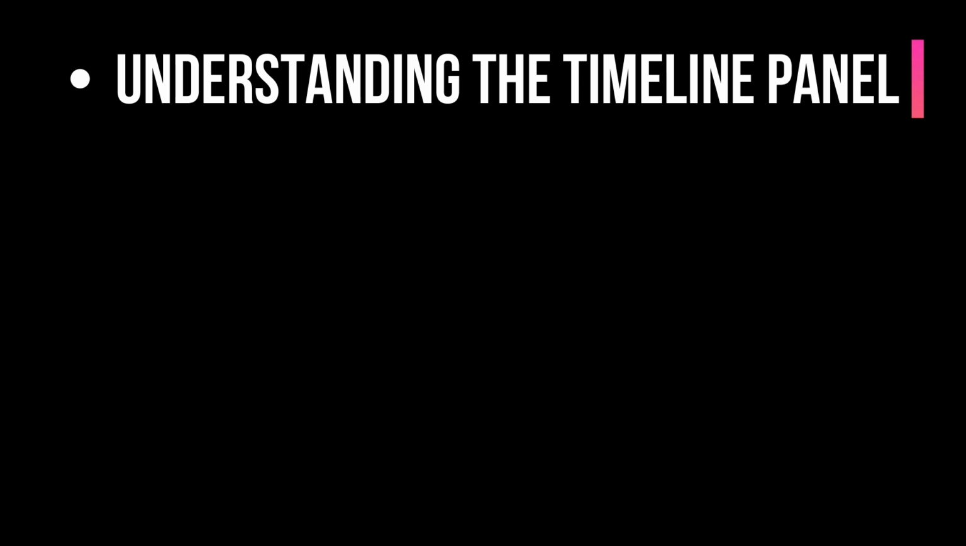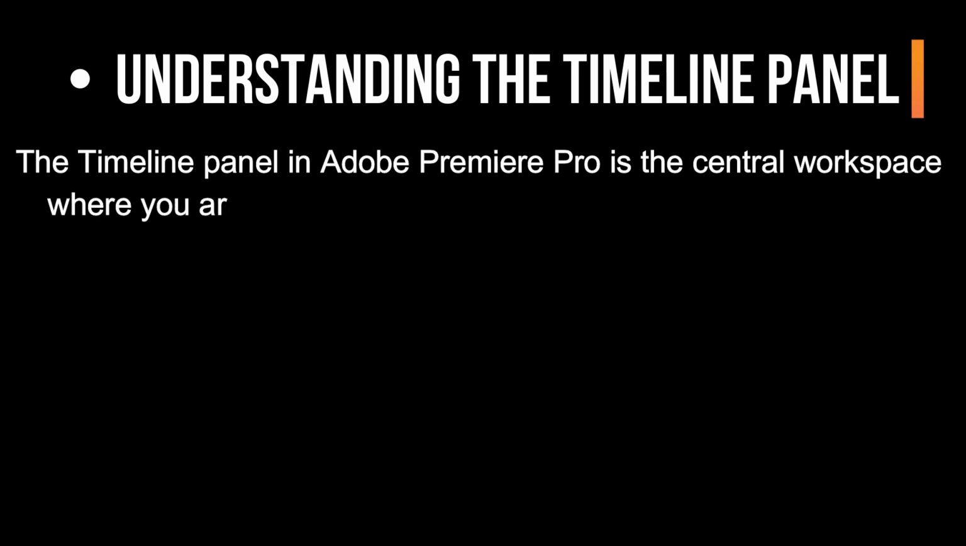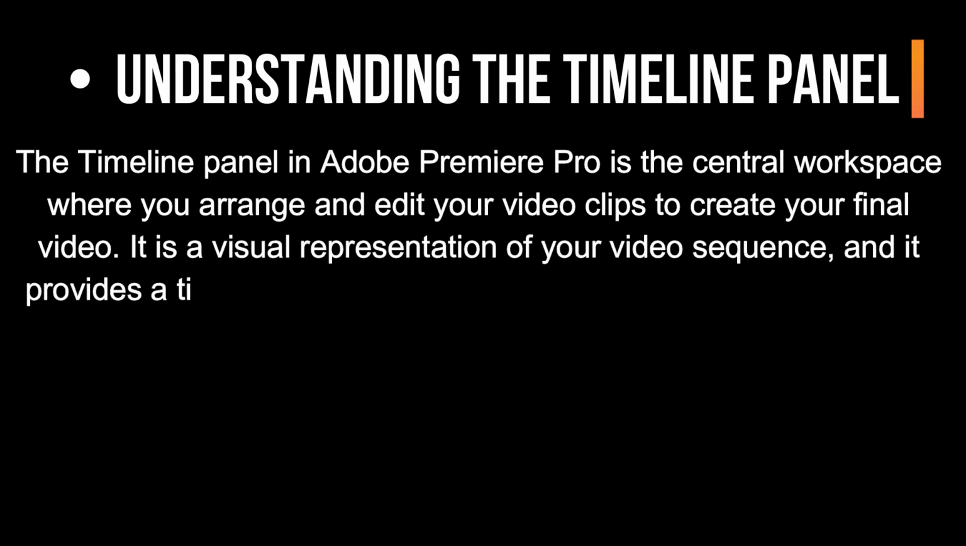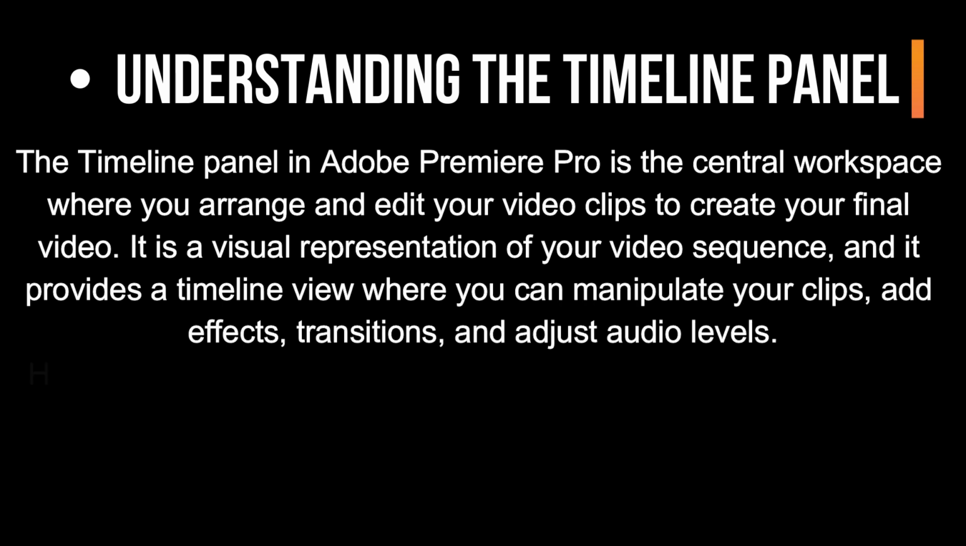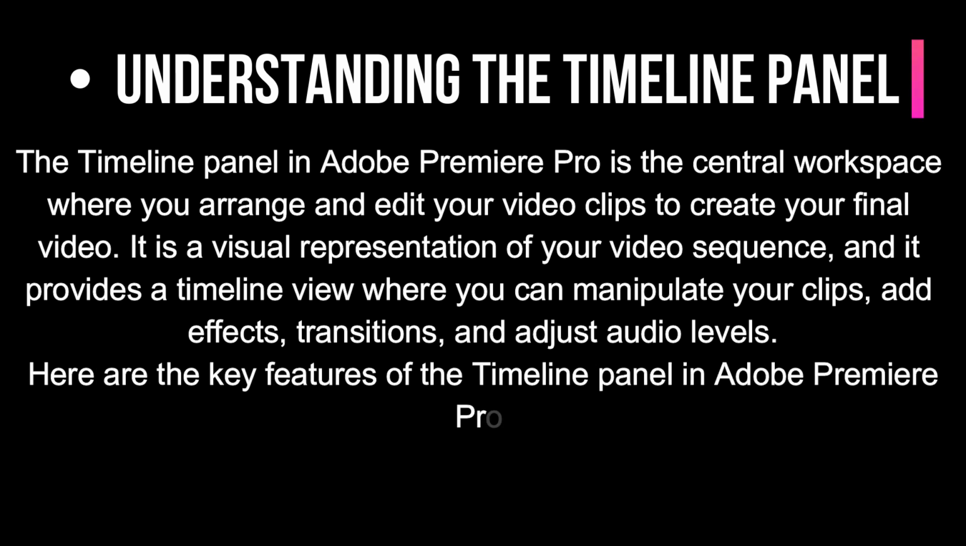Understanding the timeline panel. The timeline panel in Adobe Premiere Pro is the central workspace where you arrange and edit your video clips to create your final video. It is a visual representation of your video sequence, and it provides a timeline view where you can manipulate your clips, add effects, transitions, and adjust audio levels. Here are the key features of the timeline panel in Adobe Premiere Pro.